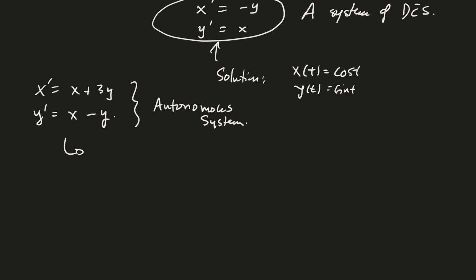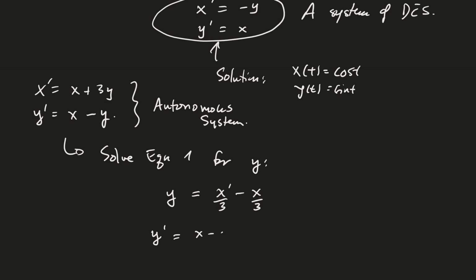Why is my screen going back and forth? Solve equation 1 for y, right? So that would be 3y is equal to x prime minus x, then divide by 3, right? And then remember that I've got y prime is equal to x minus y in the second equation. And so what that means is I can substitute this in for y here and in for y here, and then I would have a differential equation all in terms of x.